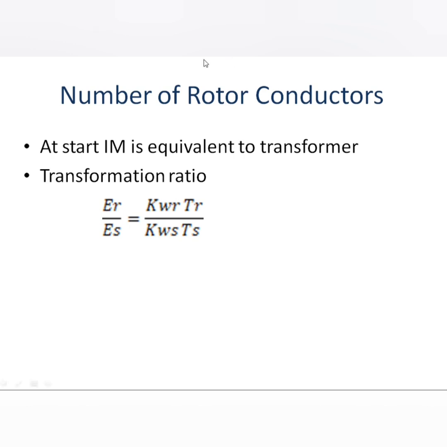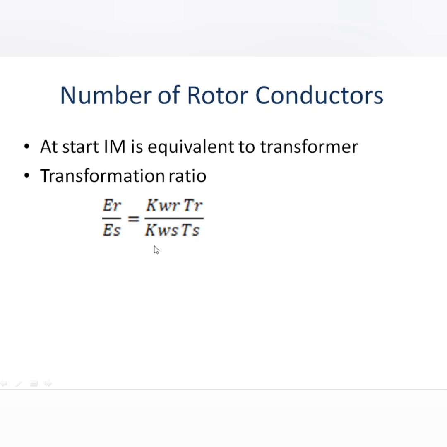So using the MMF of the induction motor, that is, the primary EMF or the stator EMF is equal to the rotor EMF, we can consider the transformation ratio. As in the case of a transformer, we can use the same equation for the induction motor. That is, the ratio of rotor phase voltage to stator phase voltage is nothing but the ratio of the rotor turns into the winding factor of the rotor, divided by the stator turns into the winding factor of the stator.